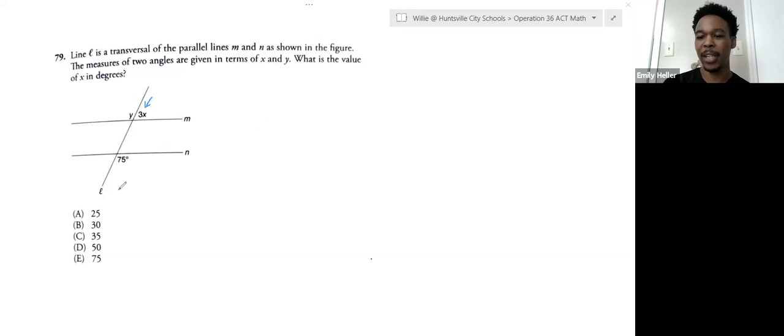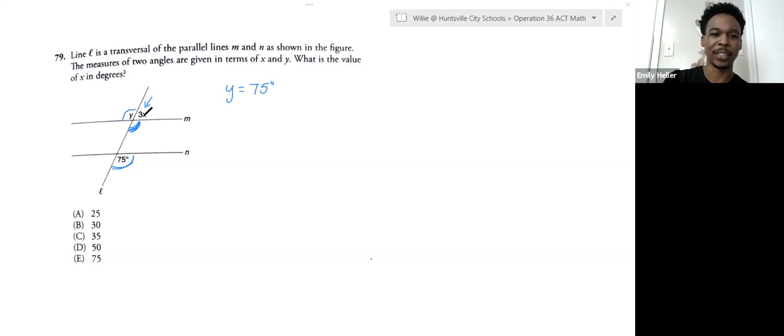If you know anything about parallel lines and a transversal, and I'm going to go quick so you guys can do your exit ticket: these two angles are called vertical angles, so this is going to equal this. And these two angles are called corresponding angles, and corresponding angles are congruent. So this angle is equal to this angle, which is therefore equal to this angle. These are also called alternate exterior angles, so you can always equate these two. So that means Y is equal to 75 degrees.